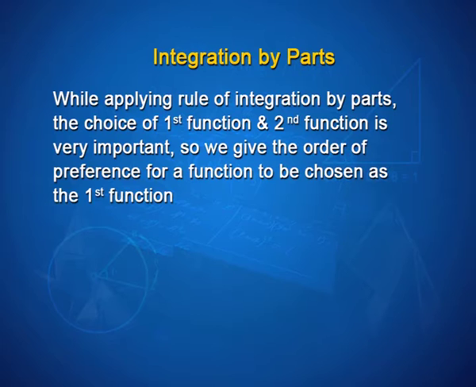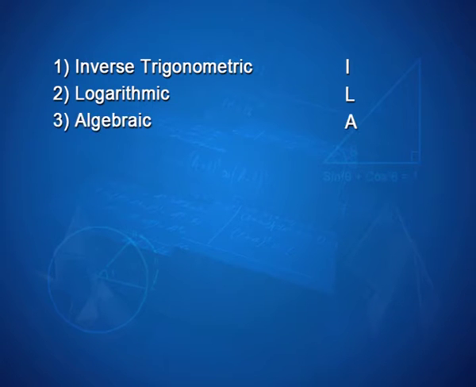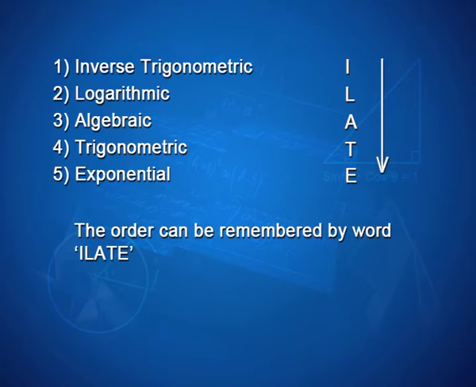So, we give the order of preference for a function to be chosen as the first function: first, inverse trigonometric; second, logarithmic; third, algebraic; fourth, trigonometric; fifth, exponential. The order can be remembered by the word ILATE. It is formed by the first alphabets of these words.